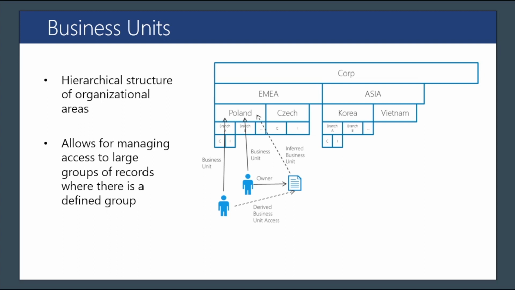That record is part of the Poland business unit because the owner of the record is a member of the Poland business unit. Now, if we had another user that was a member of the EMEA business unit, and that user's security role granted them parent-child access to that record type, they would then derive access because they are a member of the parent business unit of Poland.